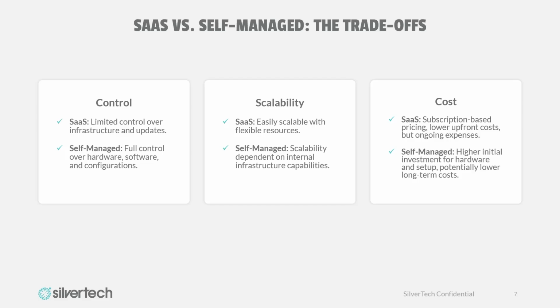Many are leveraging cloud-style infrastructure even internally. And finally, cost. SaaS is subscription-based pricing. You pay for what you use when you need it. There's a lower upfront cost, but ongoing expenses might be higher. Self-managed or on-premise, you're generally purchasing all the hardware upfront and then depreciating it over time, so you have an initial hardware cost with potentially lower long-term costs.